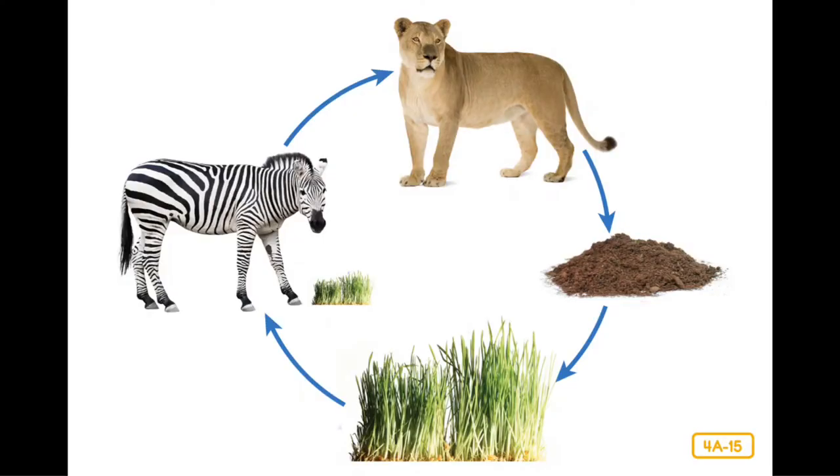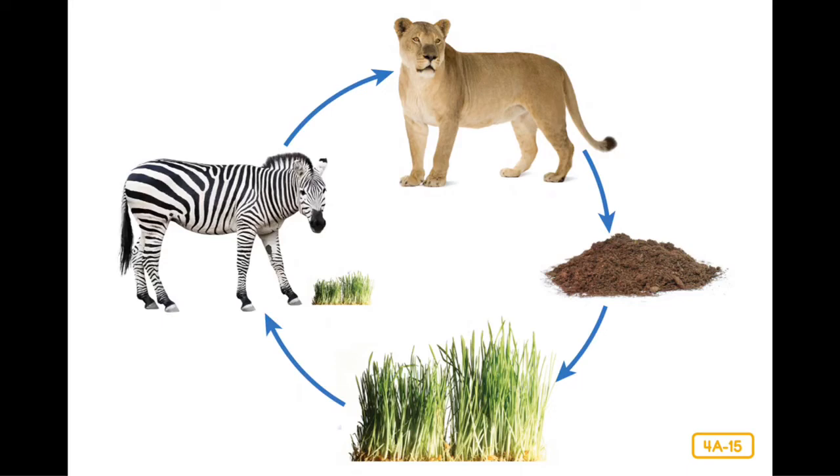Here's a picture of a food chain. A food chain shows the relationship of living things as food sources for other living things. For example, the zebra eats savanna grass. The lion eats the zebra. And when the lion dies, it becomes part of the soil where more grass grows. And then it goes on and on like that.